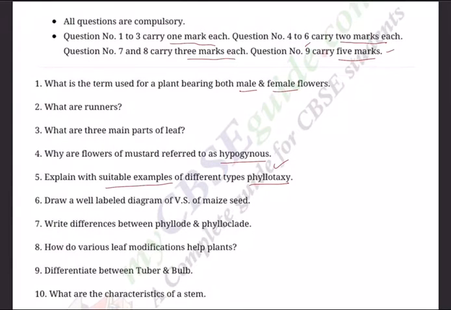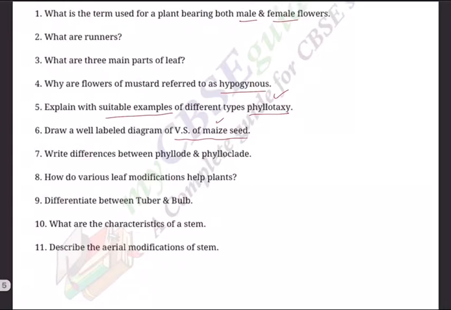Next, my favorite question. Draw a well-labeled diagram of vertical section of maize seed. VS means vertical section. Question number 7. Write differences between phylloid and phyllocclade. Very much expected question every time. Question 8. How do various leaf modifications help plants? Again, expected question. Next, differentiate between tuber and bulb.